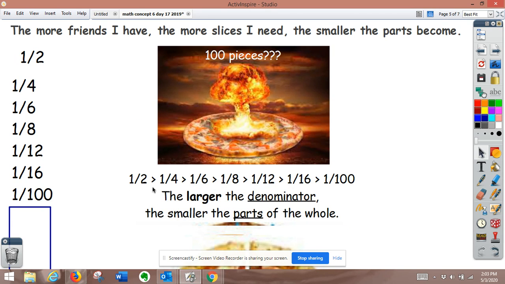1/2 is greater than 1/4, greater than 1/6, greater than 1/8, which is greater than 1/12, which is greater than 1/16, which is definitely greater than 1/100th. The larger the denominator, the smaller the parts of the whole.